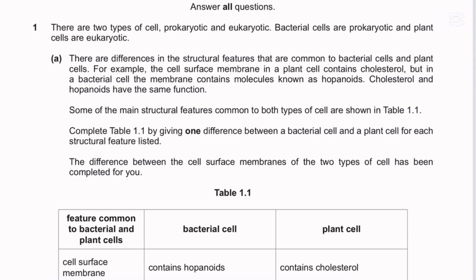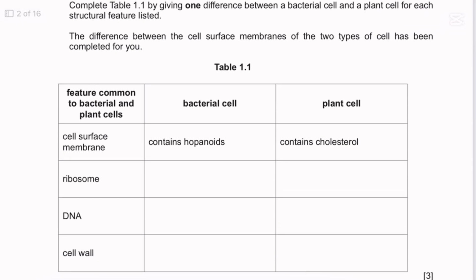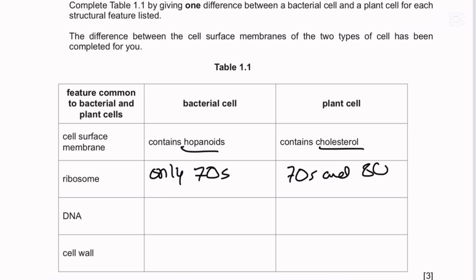Now, some of the main structural features common to both types of cells are shown in table 1.1. Complete table 1.1 by giving one difference between a bacterial cell and a plant cell for each structural feature listed. The difference between the cell surface membrane of the two types of cell has been completed for you. So here we've mentioned that the cell surface membrane of bacterial cell contains hopanoids, but for plant cells contains cholesterol. Ribosomes, for example, in bacterial cells are only 70S ribosomes, and 70S are the smaller sized ribosomes compared to the 80S ribosomes in the plant cells. Now, 70S would be found in its mitochondria and chloroplasts, and 80S would be in its cytoplasm.